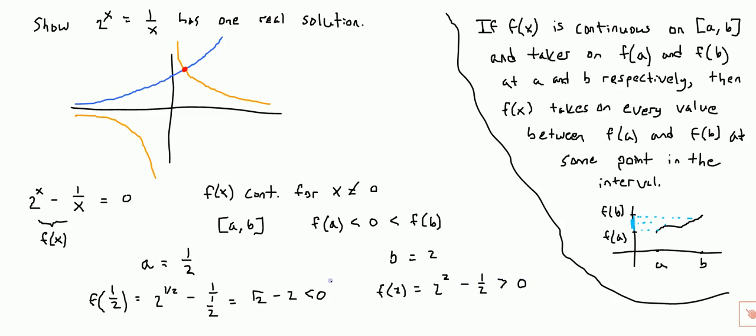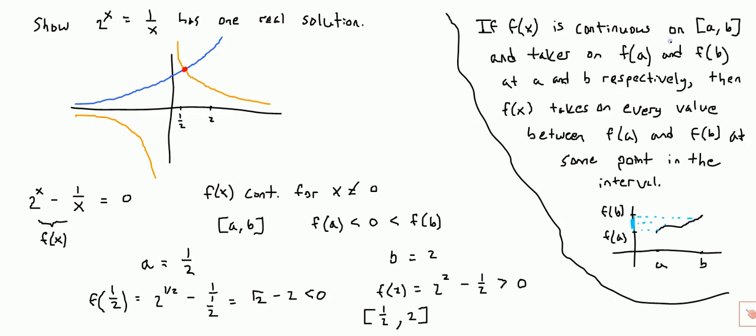Okay, so we have an interval AB. It's 1/2 to 2. And remember, f of x is continuous when x is not equal to 0. So there's no 0 in this interval, right? It's like 1/2 to 2. So that means that f is continuous on this interval.